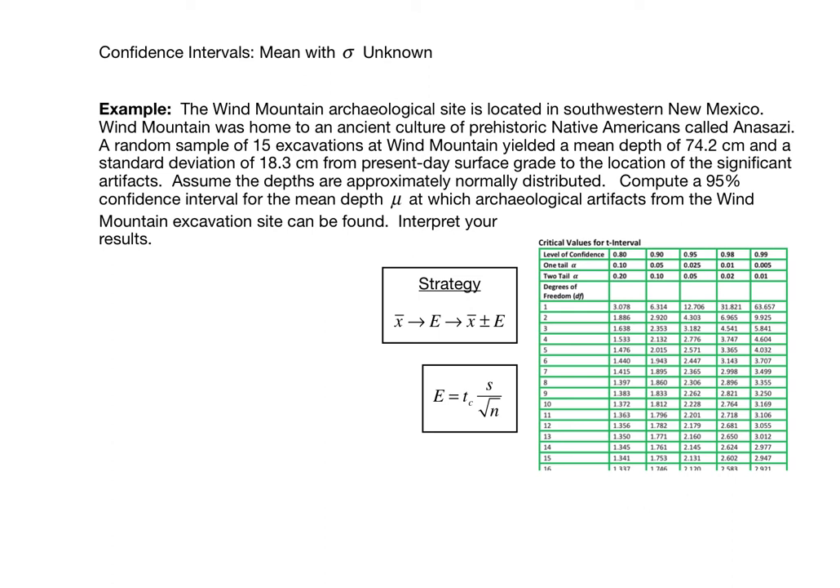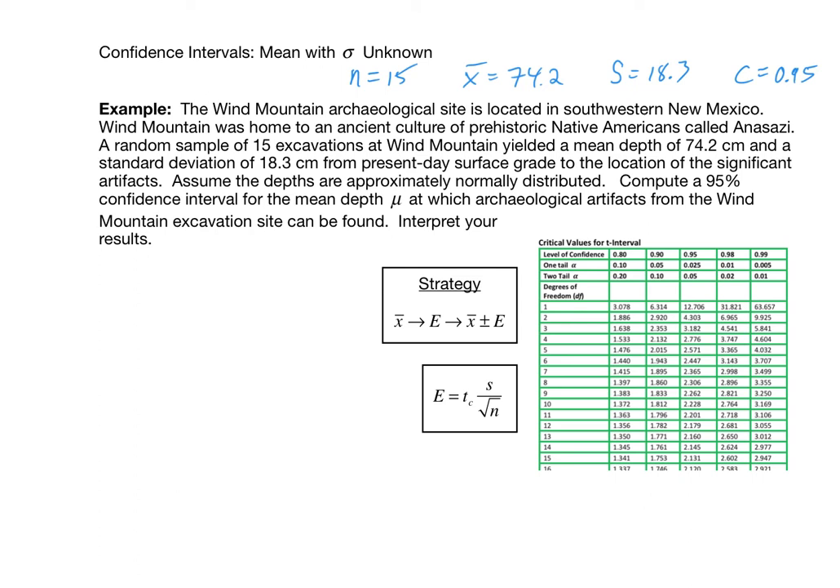So, we already did this on the first screen. We've got the sample size n is 15, a sample mean x bar of 74.2 centimeters, and a sample standard deviation s of 18.3 centimeters, and we're doing this at confidence level 0.95, or 95%. So again, we cannot use the standard normal distribution, where the margin of error had z sub c, because sigma is unknown in this problem.